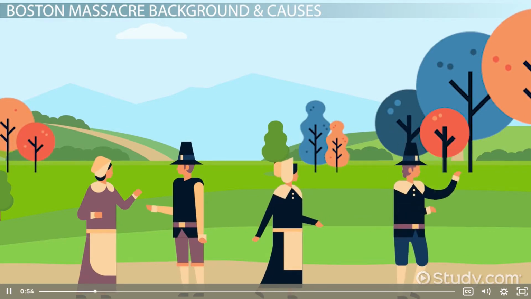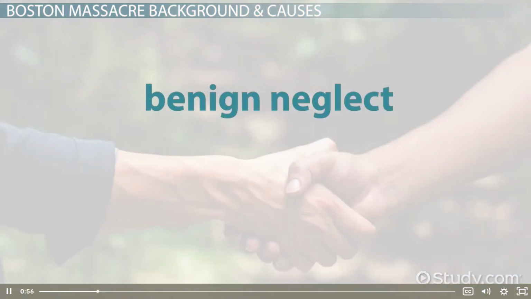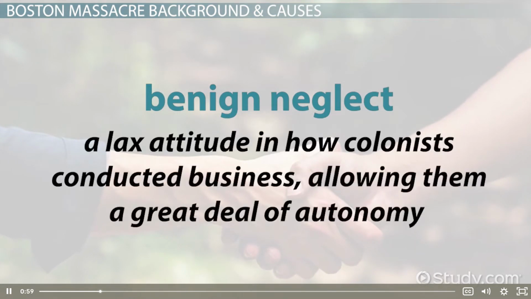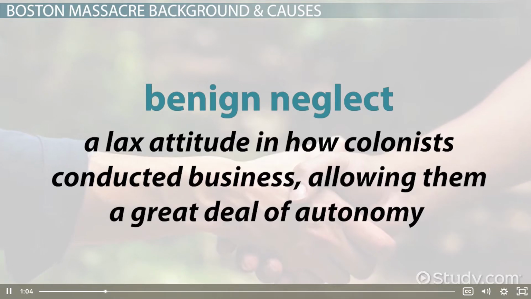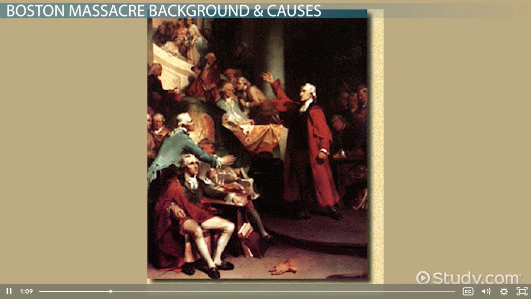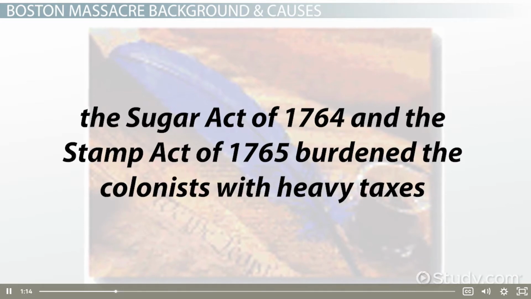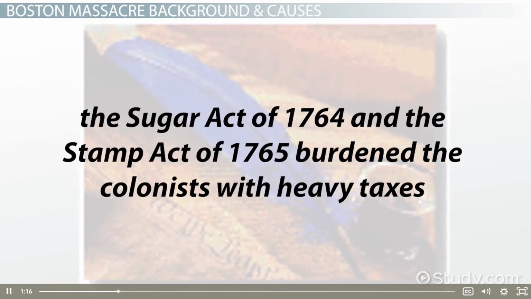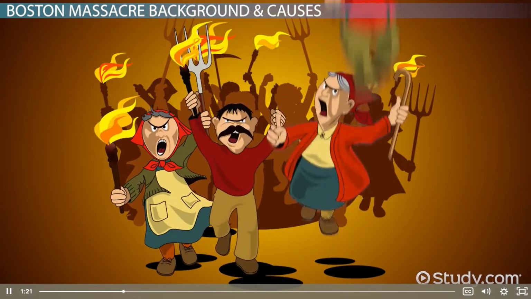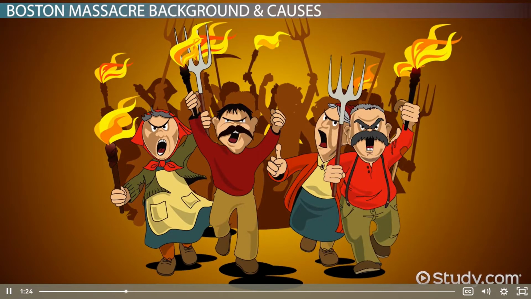The colonists had become accustomed to Great Britain's benign neglect, which often included a lax attitude in how colonists conducted business, allowing them a great deal of autonomy. This renewed interest in the colonies and what they could do for Great Britain was not welcomed. The Sugar Act of 1764 and the Stamp Act of 1765 burdened the colonists with heavy taxes on items imported from Great Britain. These taxes riled up the colonists because the decision in the British Parliament to tax was made without anyone to represent the interests of the colonists.